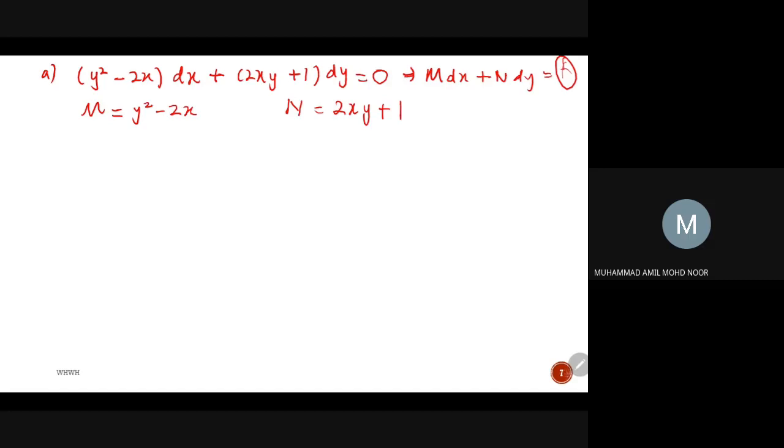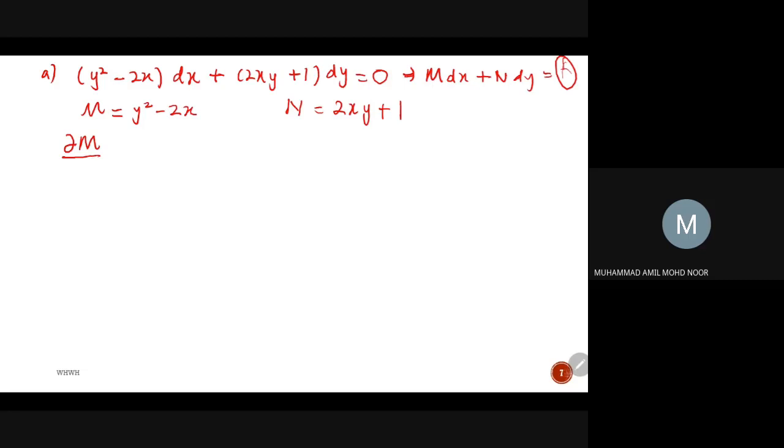Alright. So in order to do the exactness test, the first step we have already done. We found what m and n are. The second step is we partially differentiate m with respect to x or y.